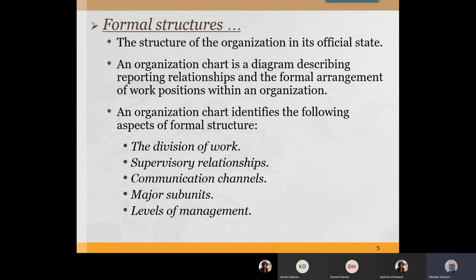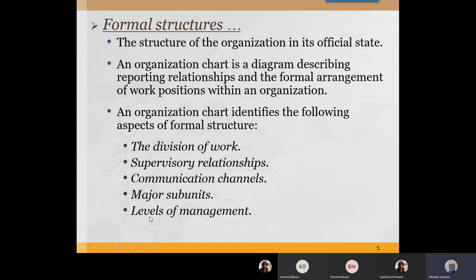So one, how work is actually divided. Remember, we have input and we have output, and something has to happen in between. So how we divide that up so that it actually accomplishes what we're trying to resolve as an outcome. So that's the division of work. And we'll also look at the supervisory relationships and the communications channels, the major subunits within a department. Let's just say accounting. So within accounting, we have the regular bookkeeping functions. We also have accounts receivable, accounts payable, and you may have inventory control and payroll and a variety of other areas as well, breaking it down deeper and deeper and deeper.